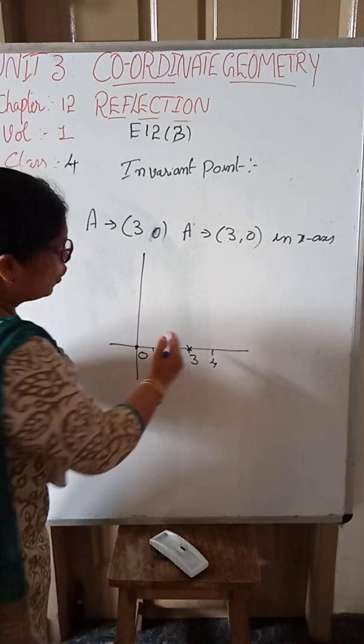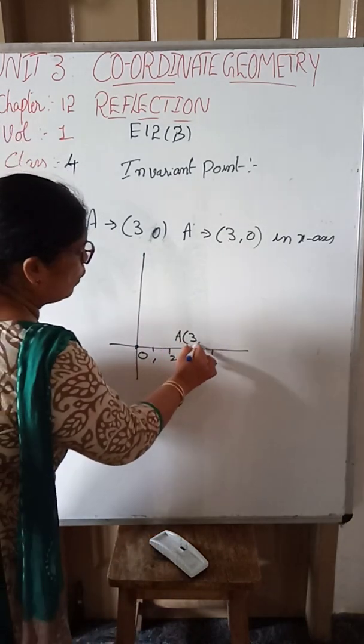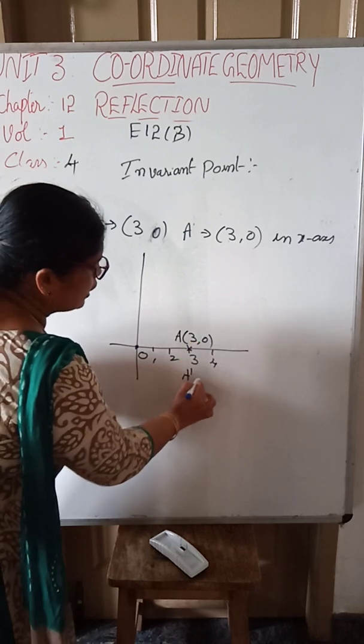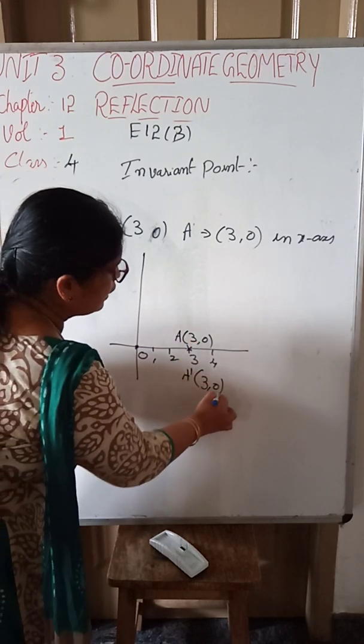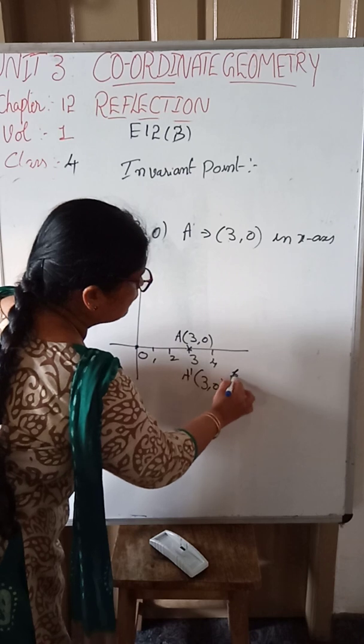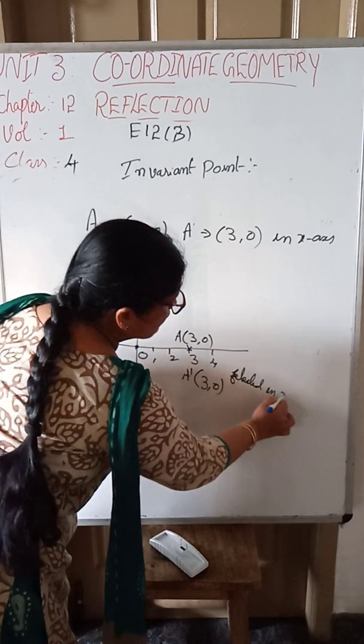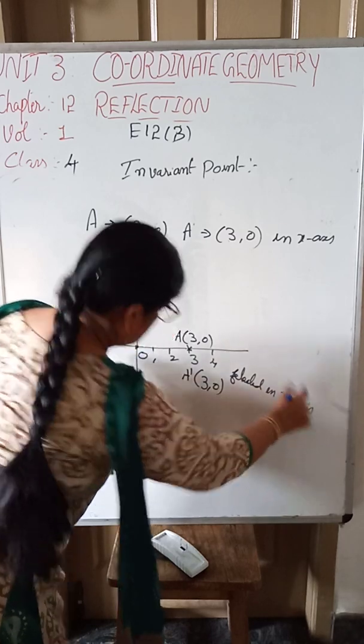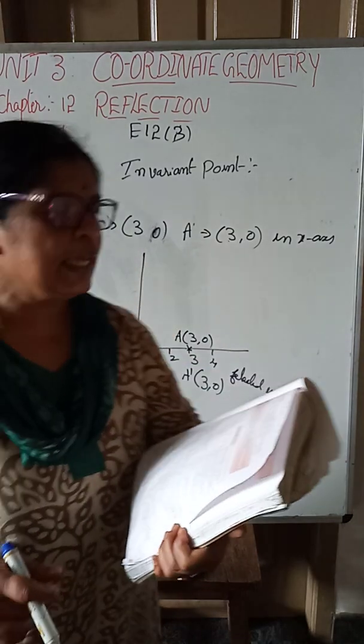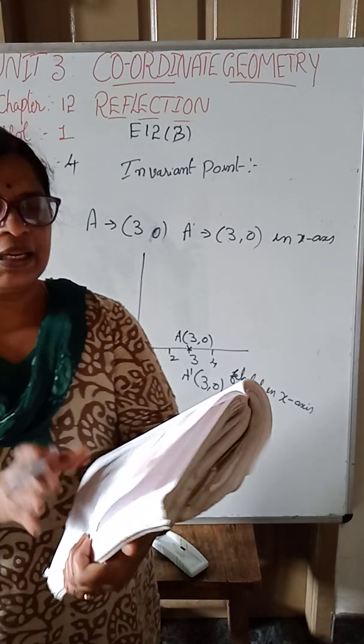A is also 3, 0. A dash is also 3, 0 when it is reflected in the x-axis. Yes, the same. Some examples they have given.